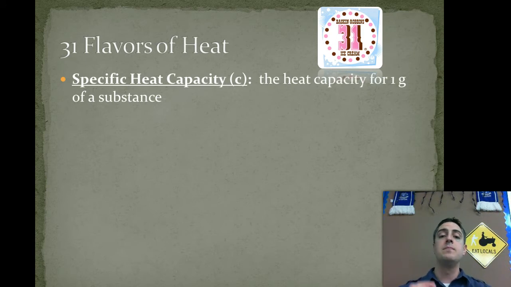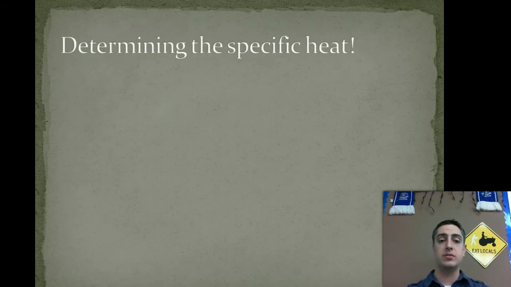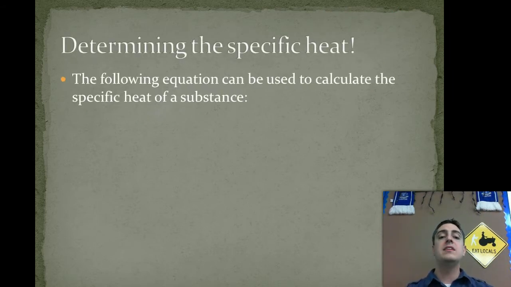Specific heat capacity, which is used more often for calorimetry, is when you have only 1 gram of that substance. It's also sometimes just referred to as the specific heat. And the variable for it is just the little lowercase c, which is going to be something we're going to be using a lot through the rest of this particular lesson. So how do we find the specific heat?